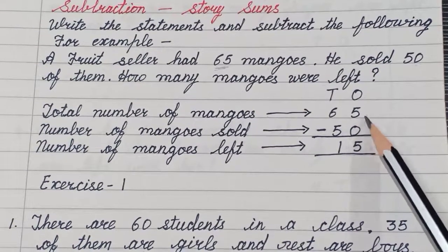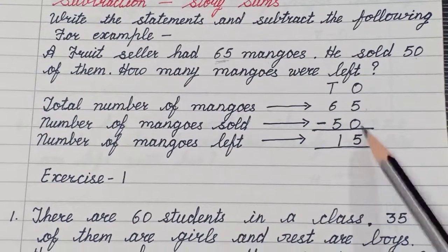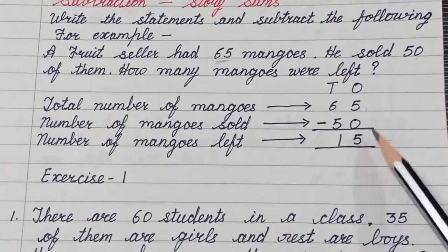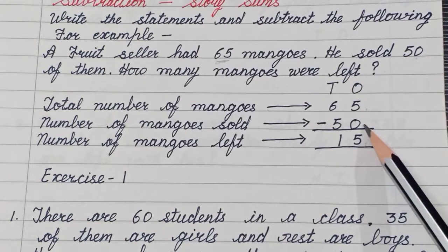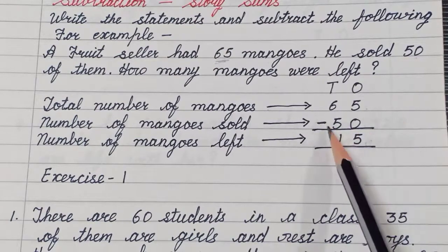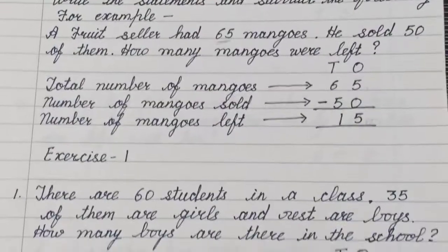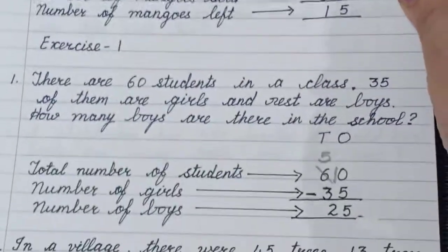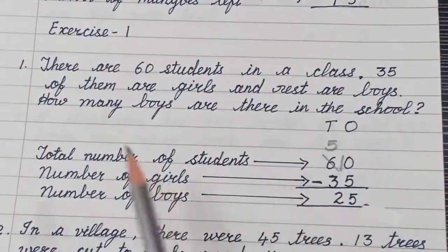So 65 minus 50. 5 minus 0 is 5. Anything subtracted with 0, the number remains itself. 6 minus 5 is 1. Now let us do one more sum and then you will do it yourself.